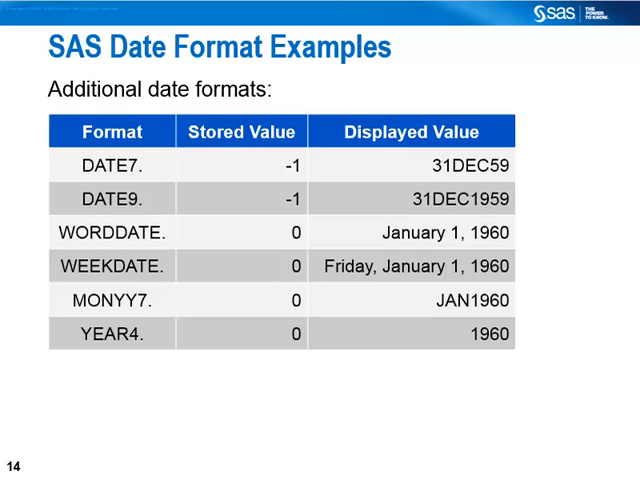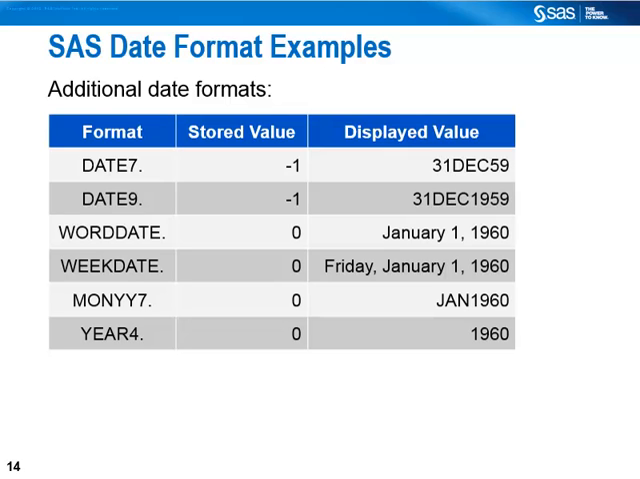Word date. So that means we want the date or the name of the month to be appearing in English. That's why we have January 1st, 1960. So that is the way that it gets displayed when we use word date. Week date will have the week day name along with it.